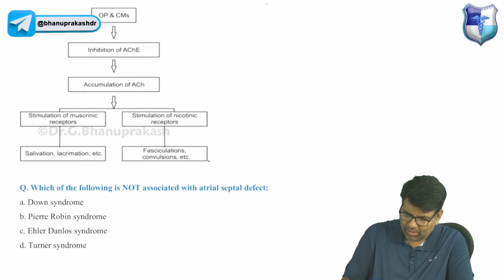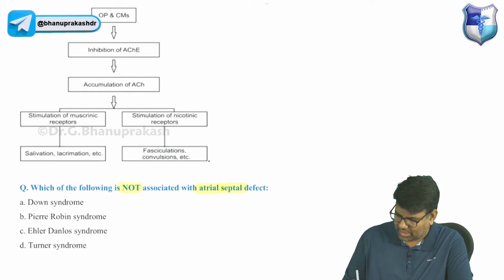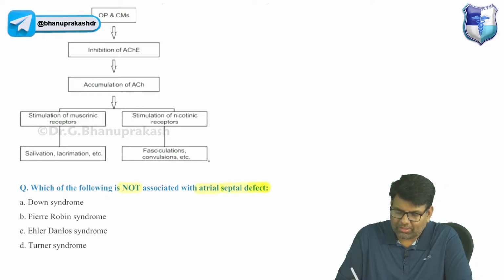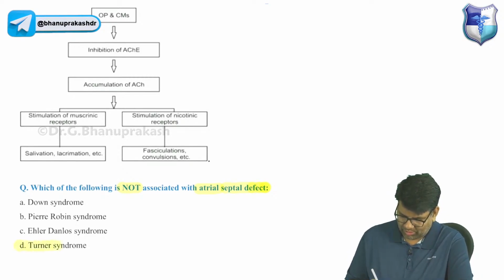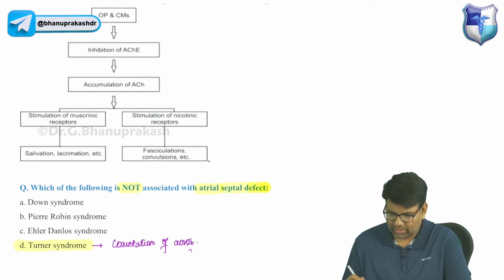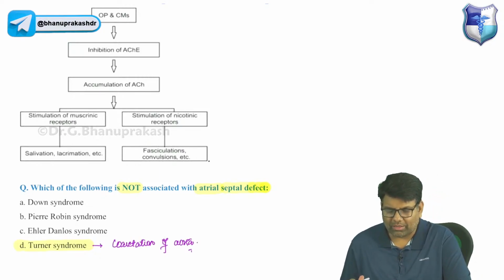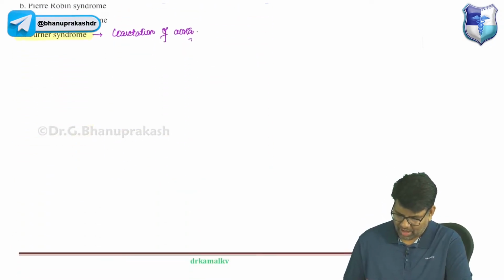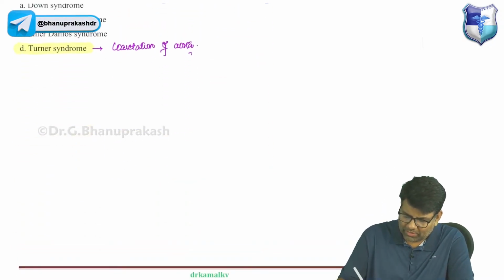Now, which of the following is not associated with ASD? Yes, you are absolutely right. Because what condition is related to Turner syndrome? Aorta. So this is coarctation of aorta, and bicuspid aortic valve, that's also there.